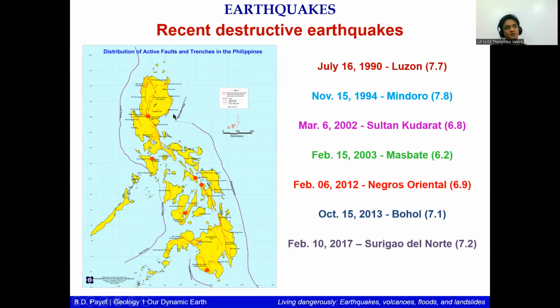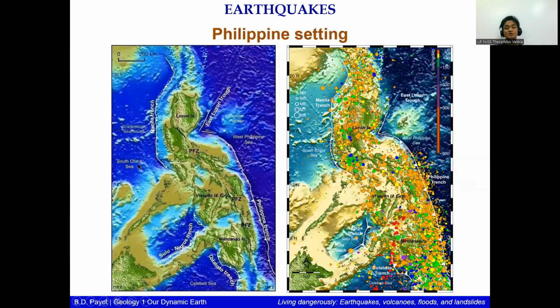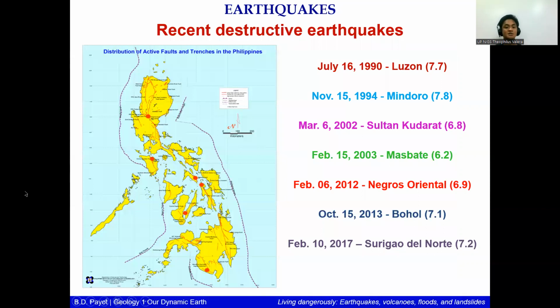And so you may be wondering, there are so many of these: Luzon 7.7, Mindoro 7.8, Sultan Kudarat 6.8, etc. How come they are not as deadly here in the Philippines? It's mostly due to the building code that the Philippines has employed ever since it was passed into law, which basically sets guidelines that our buildings, even houses, should be able to withstand a certain magnitude.